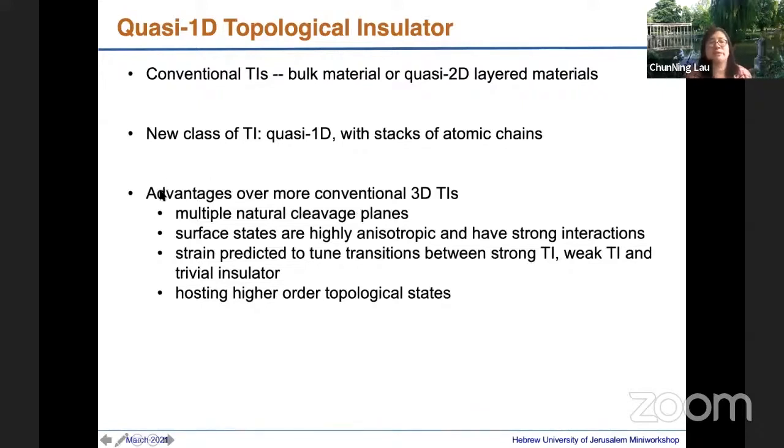They have several advantages over more conventional 3D TIs. For example, they have multiple cleavage planes, which allows us to see the edge states or surface states on different crystal planes. The surface states are usually highly anisotropic and have strong interactions. Very interestingly, even a small strain has been predicted to tune the transition between strong TI, weak TI, and trivial insulators. And lastly, they can host higher-order topological states.